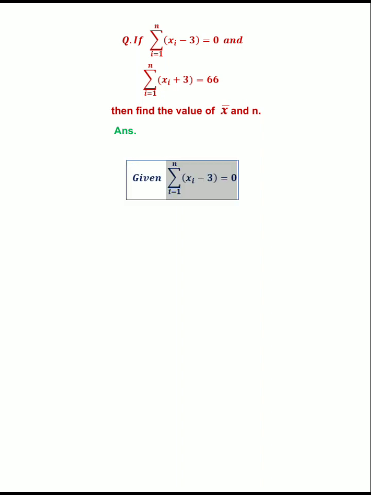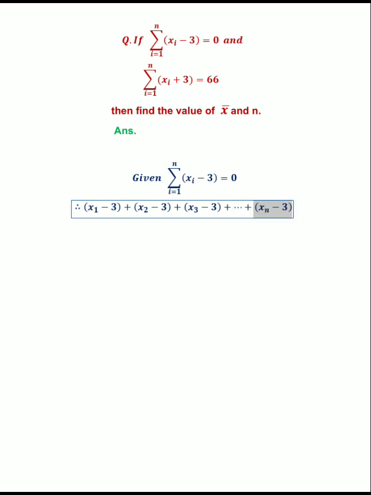Given summation i equal to 1 to n of (xi minus 3) equals 0. Now we have to expand this summation by putting i equal to 1 to n. So we write (x1 minus 3) plus (x2 minus 3) plus (x3 minus 3) plus dot dot plus (xn minus 3) equals 0.